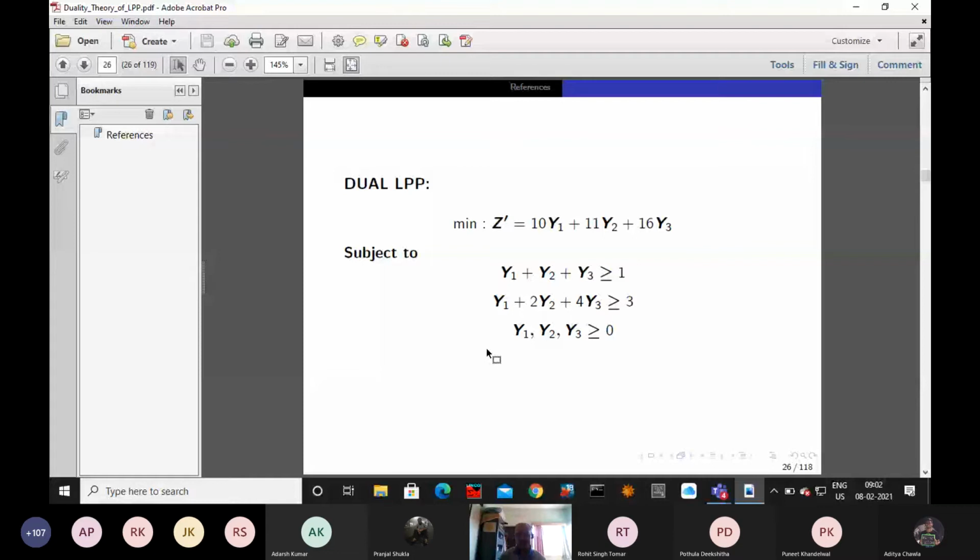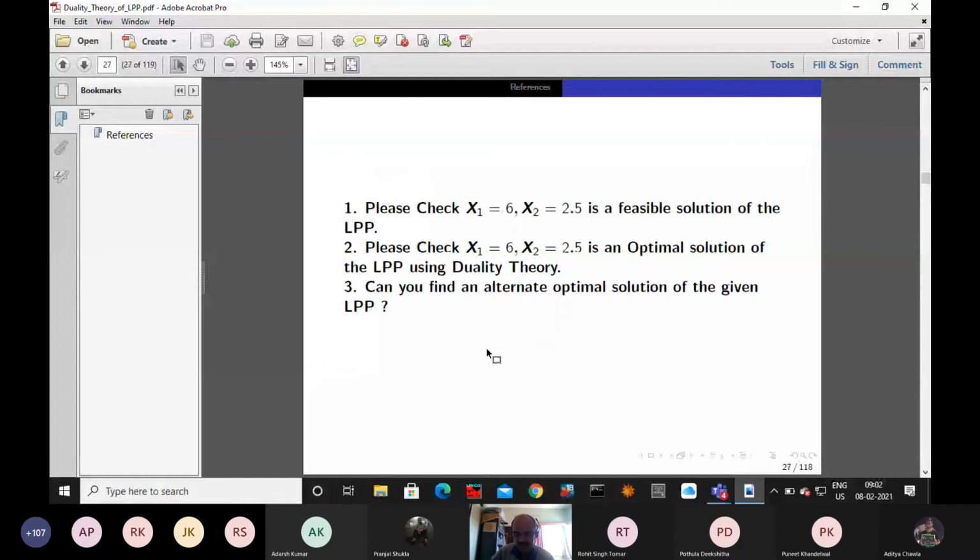So these problems, what do we observe? See here. There is a small question to all. We have also solved the problem earlier. We find that x1 equal to 6 and x2 equal to 2.5 is a feasible solution. This is also an optimal solution. But we want to check whether this is an optimal solution or not. We have already solved it, but when we check, we will not solve the problem. We will check using the theorems, the weak duality theorem and the strong duality theorem. Okay. Next is, can you find an alternate optimal solution of the given linear programming problem?